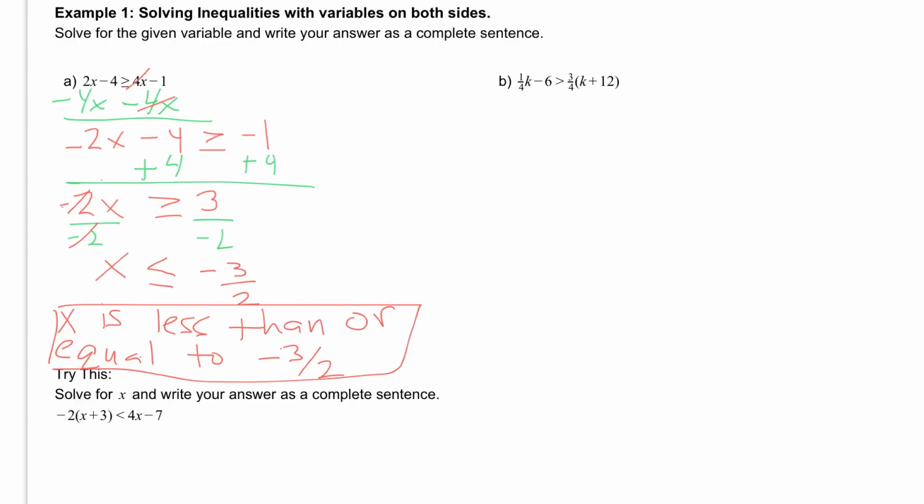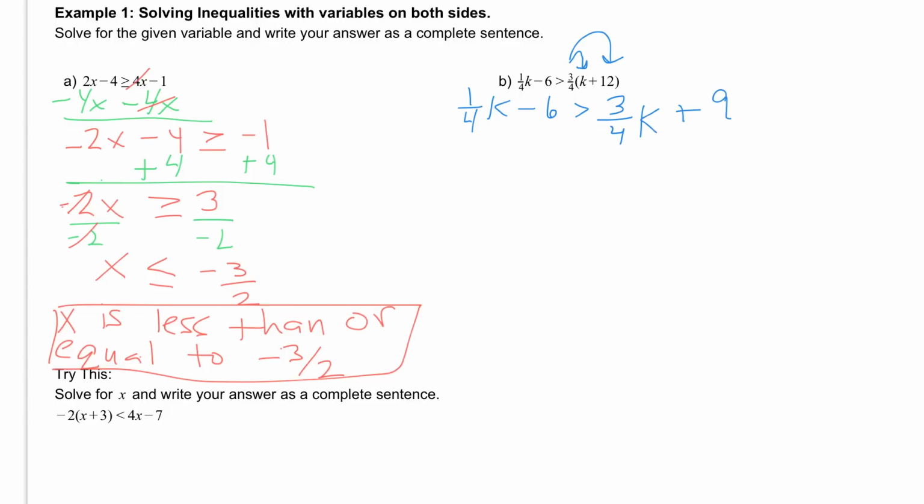And then we're going to come over here to letter B, where we have 1/4 k minus 6 is greater than 3/4 k plus 12. Since I have the parentheses over here on the right, I have to get rid of that by distributing first. So I'm going to keep my left-hand side the same, which is 1/4 k minus 6. And then on the right-hand side, I'm going to take 3/4 and multiply it by k to give me 3/4 k. And then I'm going to take my 3/4 times 12 to give me a positive 9.